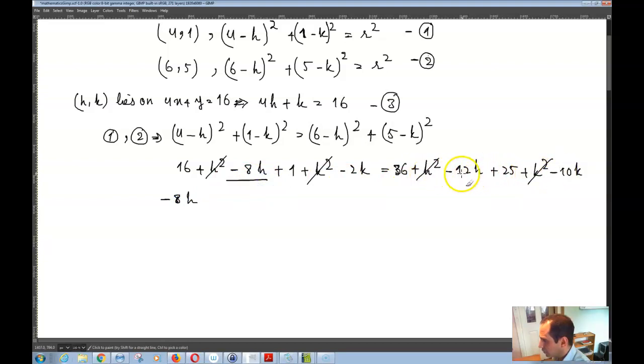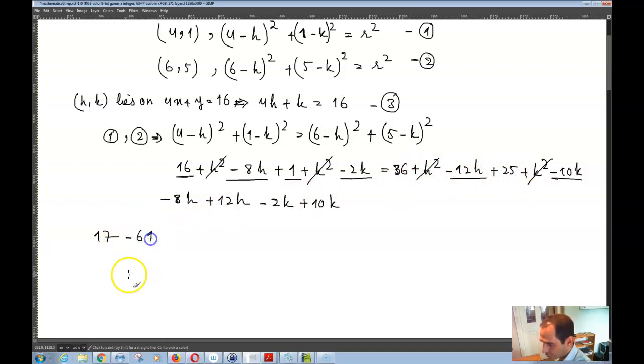And over here I have negative 12h becomes plus 12h. And then I have negative 2k and positive 10k. And then over here I have 16 plus 1, which is equal to 17. And over here I have 36 plus 25, which is equal to 61. So 61 minus 17 is equal to what?